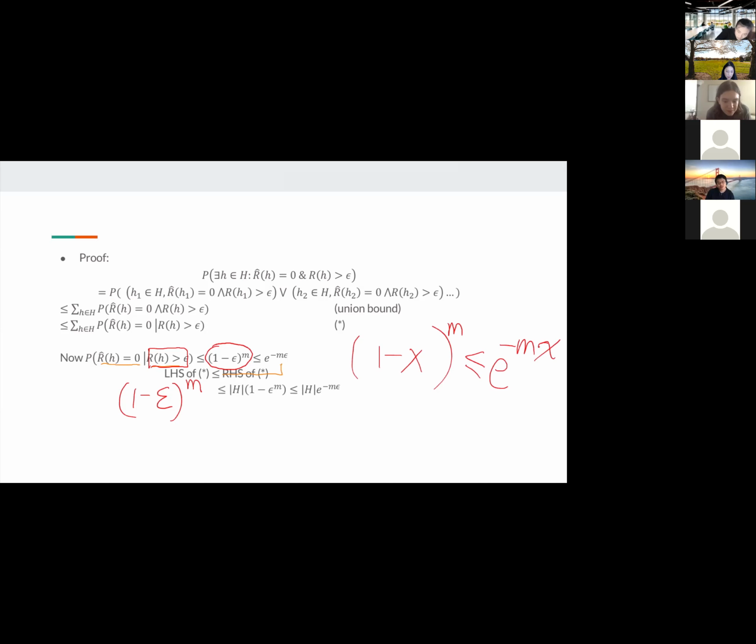So now the left-hand side of this thing is going to be smaller than the right-hand side of this. So this one is smaller than this one, which will be upper bounded by the cardinality of H and this quantity here. We've already proved this quantity. It's going to be upper bounded by the cardinality of H multiplied by it.